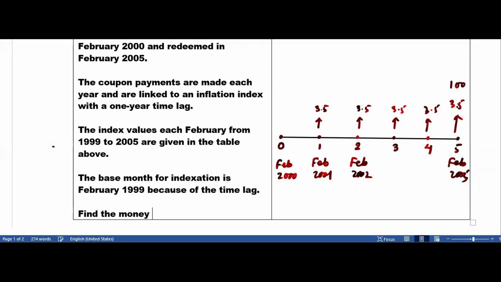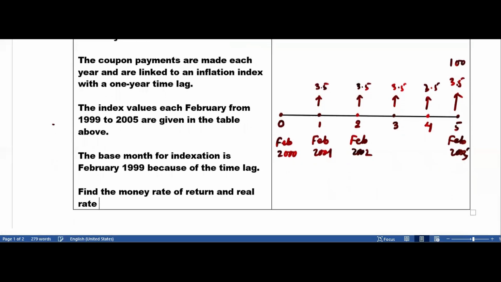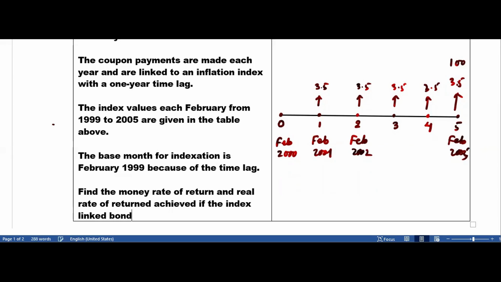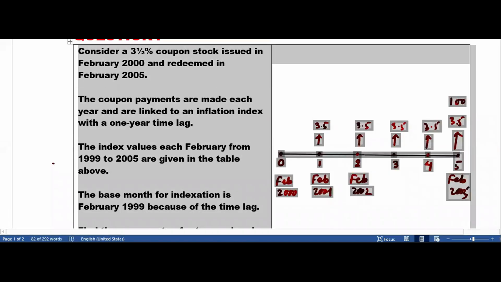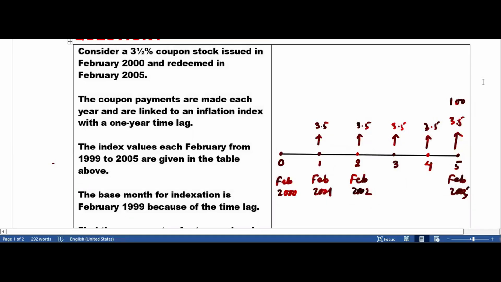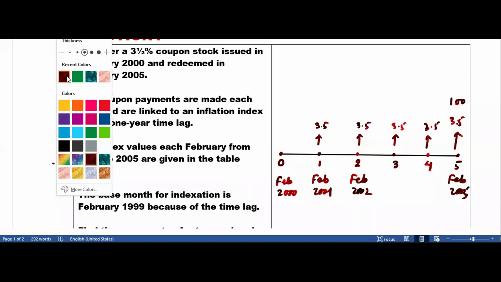Find the money rate of return and real rate of return if the index linked bond is priced at 95. So let's do this question. Now the price is given, 95.